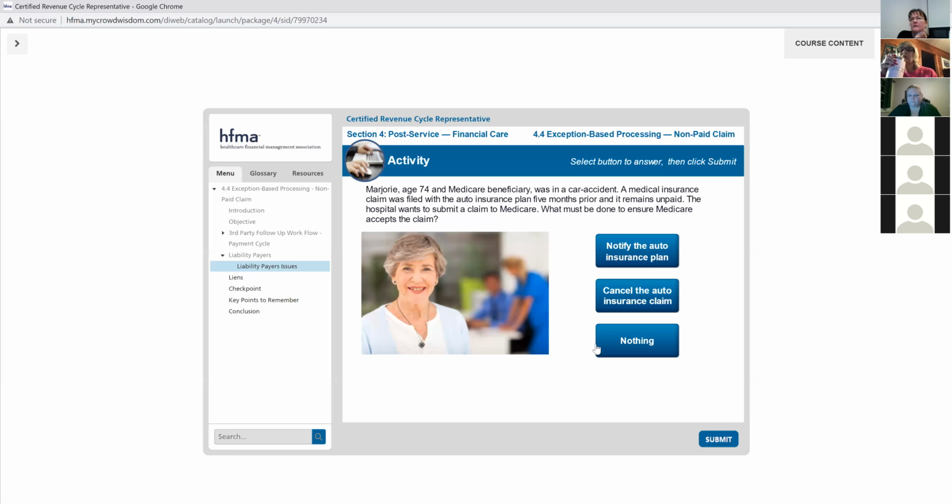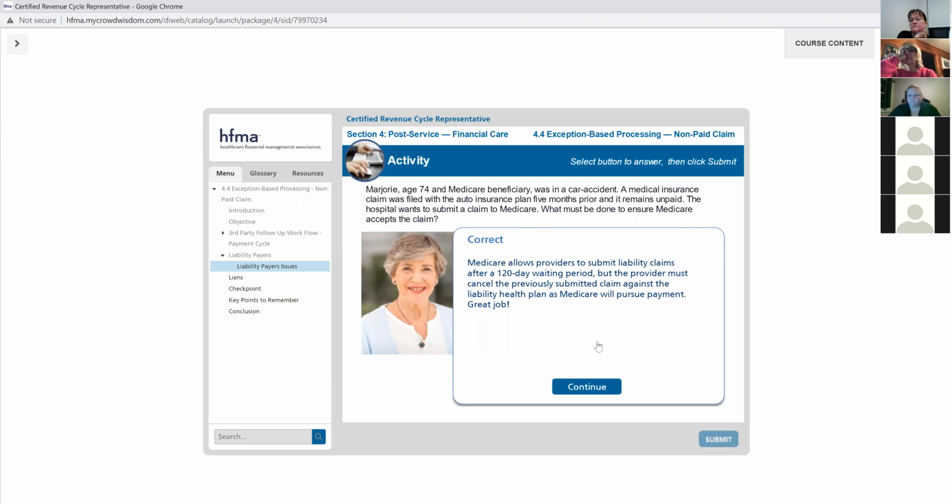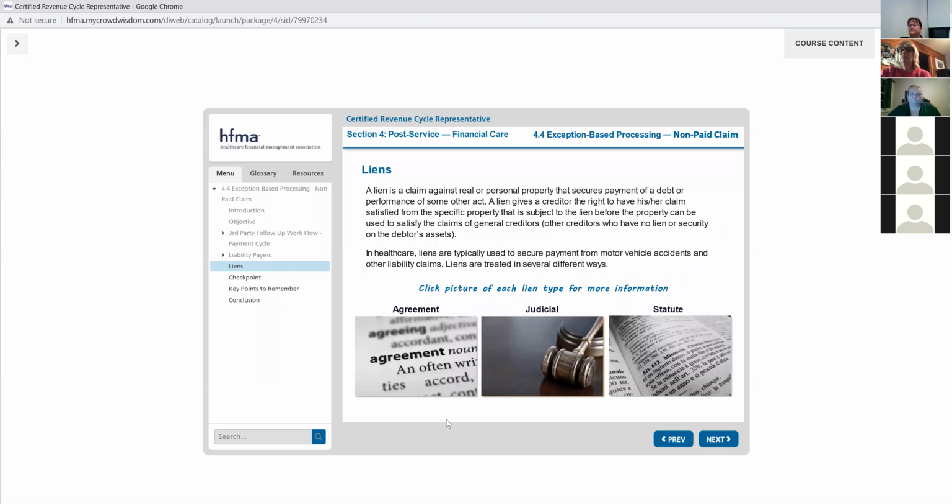Okay. So liens. A lien is a claim against real or personal property that secures payment of a debt or performance of some other act. A lien gives a creditor the right to have his or her claim satisfied from that property that is subject to the lien before the property can be used to satisfy the claim of general creditors. In healthcare, liens are typically used to secure payment from motor vehicle accidents and other liability claims, and they're treated in different ways. So the first one would be an agreement.